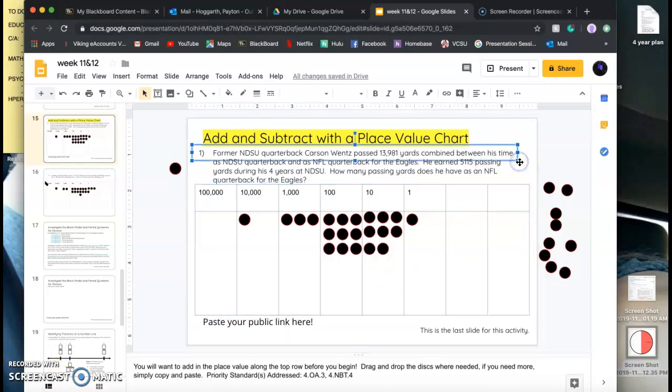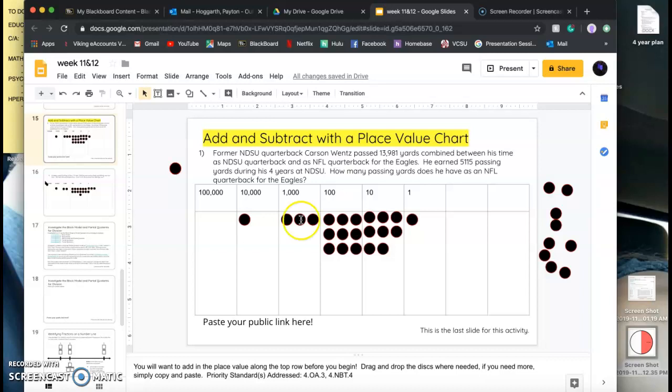So with that being said, the question asks me: former NDSU quarterback Carson Wentz passed 13,981 yards combined between his time as NDSU quarterback and as NFL quarterback for the Eagles. He earned 5,115 passing yards during his 4 years at NDSU. How many passing yards does he have as an NFL quarterback for the Eagles? So I am going to take 5,115 away from the total yards, which is 13,981.